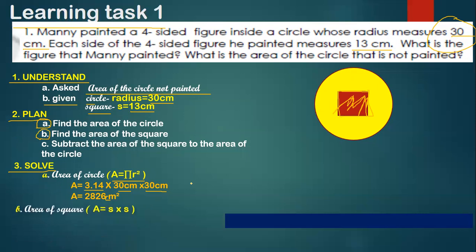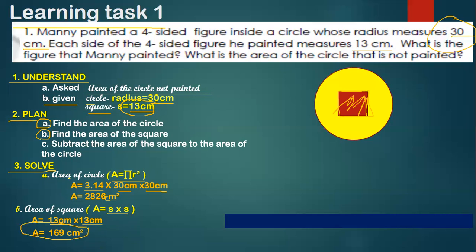Find the area of the square naman. So the formula for the area of the square is just side times side lang. Since ang given sa square ay given naman ang isang side that is 13 cm, kayang-kaya natin isolve yan. Replace the values. Area is equals to 13 cm by 13 cm. And then multiply. Okay? 13 times 13, that is just 169 square centimeters.